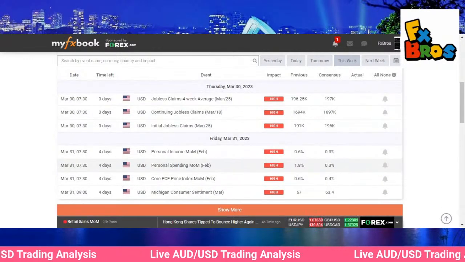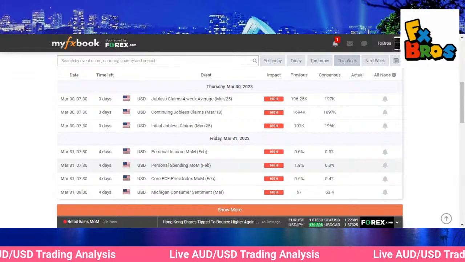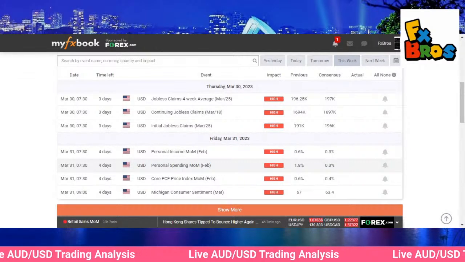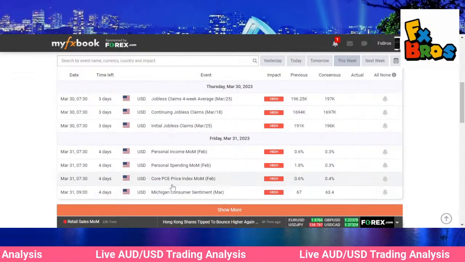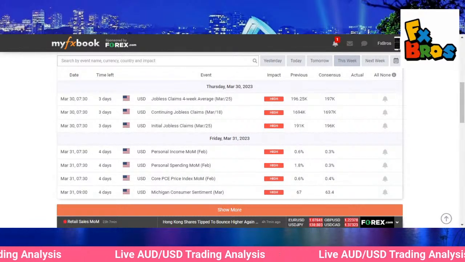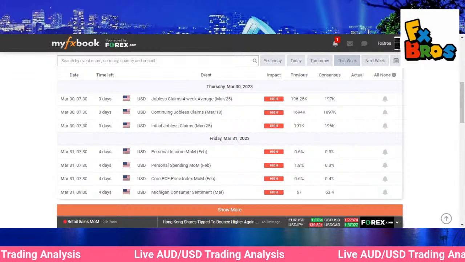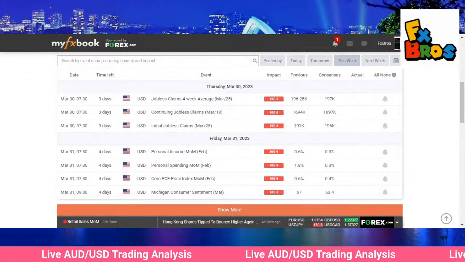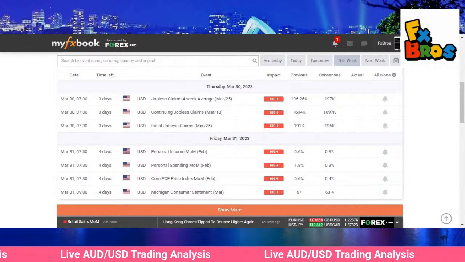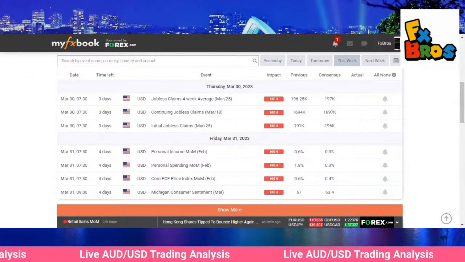And then Friday, we have personal income, month over month, personal spending, month over month, core PCE price index, and Michigan consumer sentiment. What is this core PCE? It's at 7:30 in the morning. Core personal consumption expenditure price index in the United States measures the prices consumers pay for domestic purchases of goods and services, excluding the prices of food and energy.